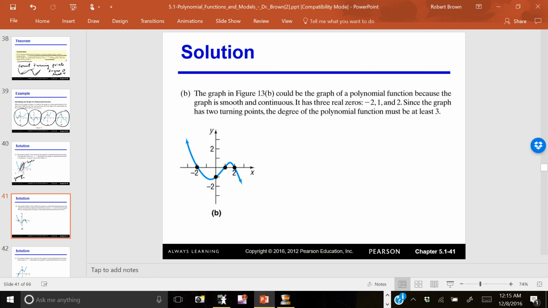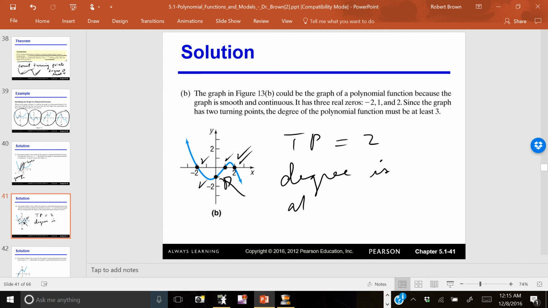It has 3 zeros, and it has a y-intercept. It's smooth, and it has 1, 2 turning points. So the degree is at least 3.